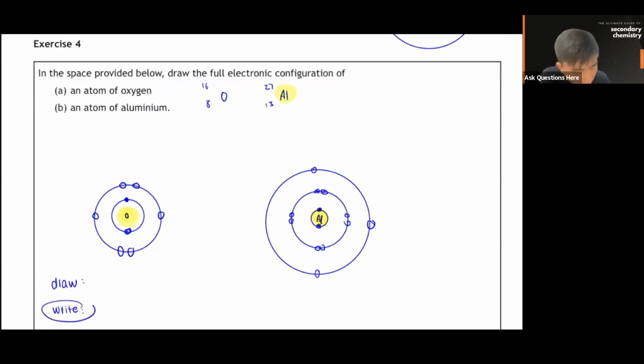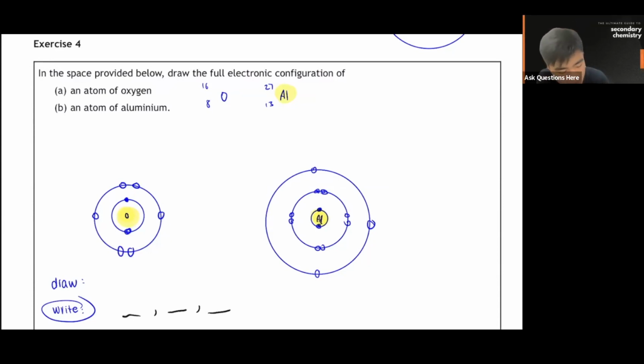What about if the question says, I don't want you to draw, but I want you to write out the full electronic configuration of the element of oxygen or the element of aluminum? How do you do that? Basically, the notation looks something like this. We will always write a number, followed by a number, followed by a number. So number, comma, number, comma, number.